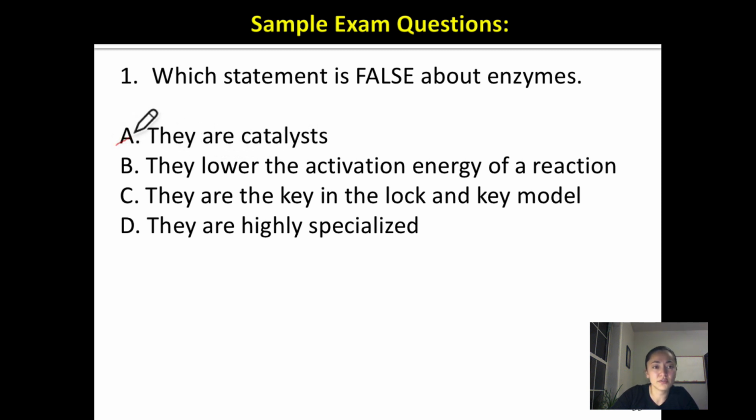So this is true. Enzymes lower the activation energy of a reaction. That is true. They lower the amount of energy that's needed to activate the reaction. They are the key in the lock and key model. Well, actually, enzymes are the lock in the lock and key model because enzymes are the ones with the active site. So this is false. The last one says they are highly specialized. That is true. So C is the correct answer here.